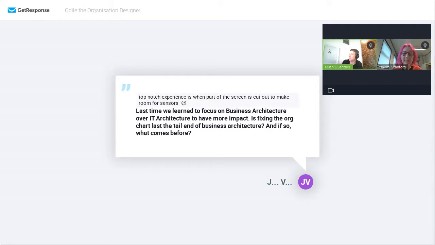Okay. Last time we learned to focus on business architecture over IT architecture to have more impact. I think that's referring to Wolfgang's webinar on Ernestine. Is fixing the org chart the tail end of business architecture? And if so, what comes before? Now, this is getting into, I would say, the subtle differences or big historic differences between business architecture and organization design, isn't it? I actually cannot tell you what comes first and what comes last between those two.